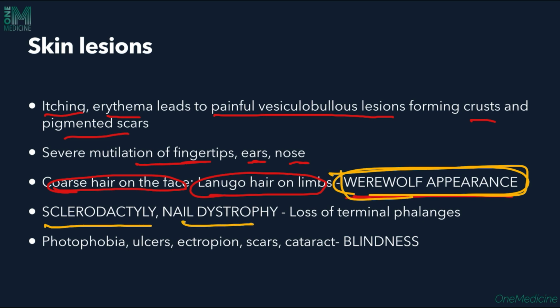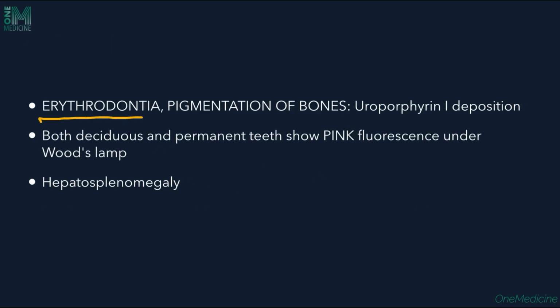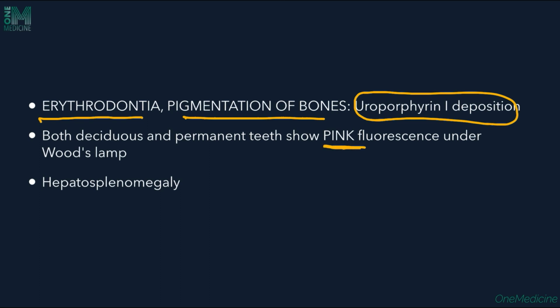Sclerodactyly and nail dystrophy can be present because of the loss of terminal phalanges, and photophobia, ulcers, ectropion, scars, cataract, all of these will finally lead to blindness. Erythrodontia, that is colored teeth, and pigmentation of bones are seen because of the uroporphyrinogen 1 isomer which is deposited. Both deciduous and permanent teeth will show pink fluorescence under Wood's lamp examination. That is again important. Wood's lamp examination will show pink fluorescence of the teeth, both the permanent as well as the deciduous teeth. And hepatosplenomegaly also can be present along with this.